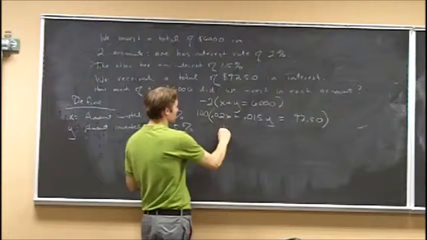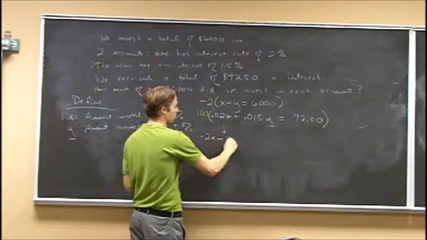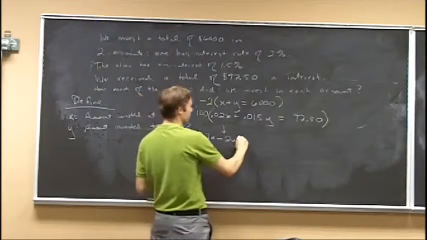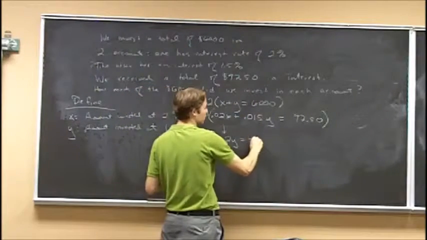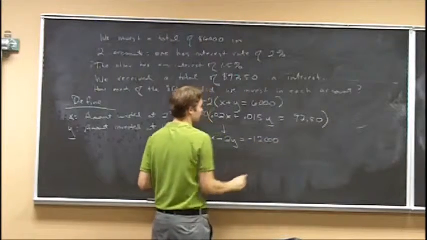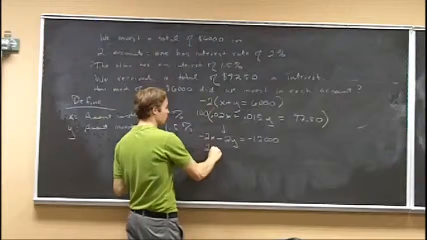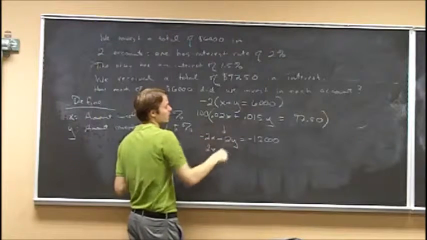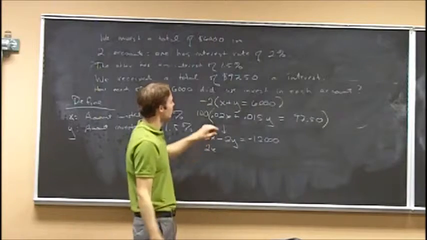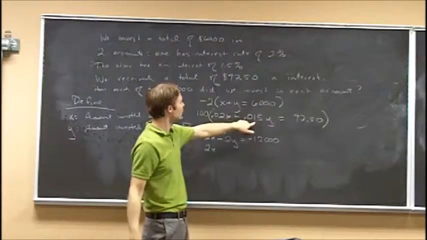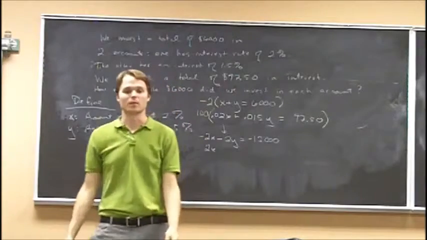So now my new equations will be negative 2x minus 2y is equal to 2 times 6,000 is 12,000, so this would be negative 12,000. And then here, 100 times 0.02 is 2, which is what I wanted. 100 times 0.015. And actually, we see a problem here. If I multiply this by 100, I get 1.5y. That's perfectly okay if you don't mind having the 1.5.